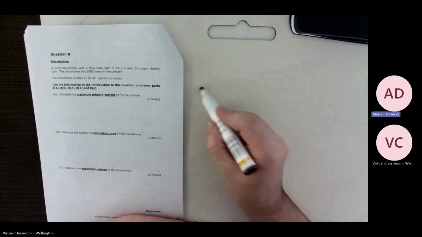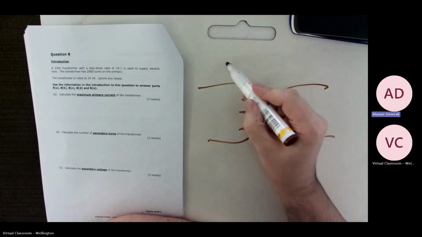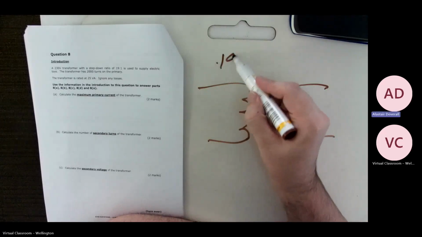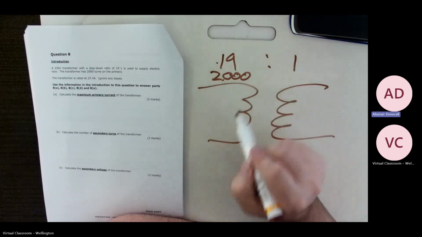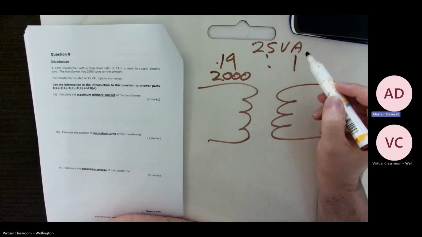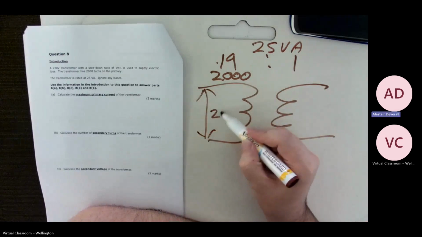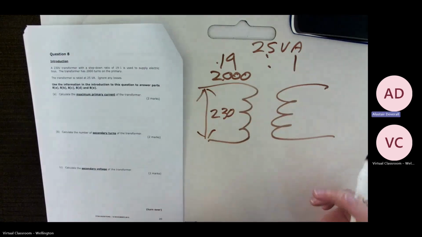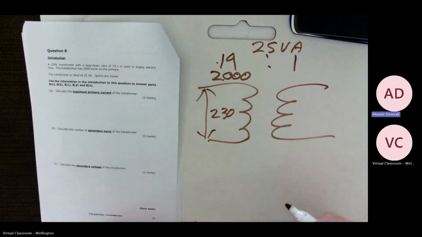So, we start with drawing our transformer. We know it is 19 to 1. We know it's 2,000 turns on this side. We know in total it's 25 VA. We know it's 230 volts from there to there. Now, we want the maximum primary current.